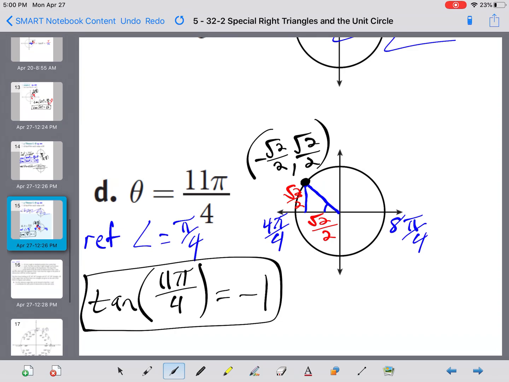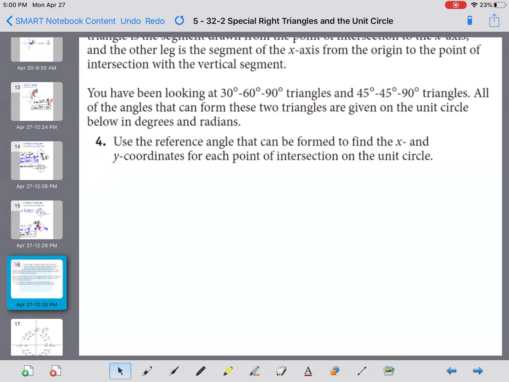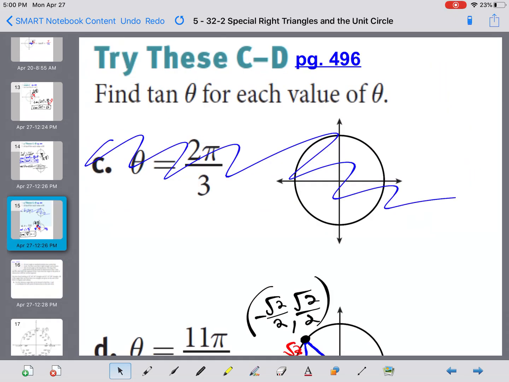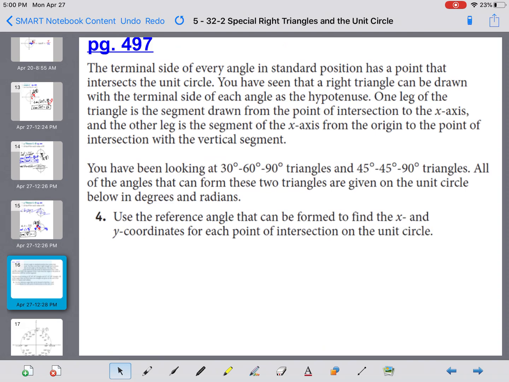All right. So check this out. This is on page 497. This is the big summary here, right? The terminal side of every angle in standard position has a point that intersects the unit circle. All these little points we've been making the XY values for, right? Now, there's millions of them. We're focusing on some of the famous ones, the 30 degrees, the 45 degrees, and the 60 degrees, right? We also did, last week, the 90 degrees and the 180. But using these 30, 60, 90, and 45, 45, 90 triangles, all the angles going to form between these two triangles are given on the unit circle.